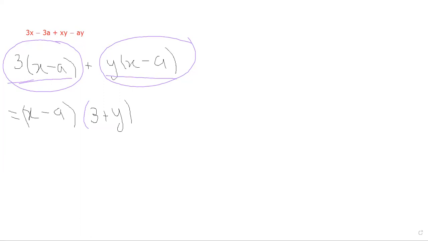Yes. Okay. So the next type is that we are going to apply the formulas. First of all, I will write the formula for you, then we will solve the questions of that formula. Do you know the formula for a plus b whole square? a plus b whole square is equal to a square plus b square plus 2ab. Very good.